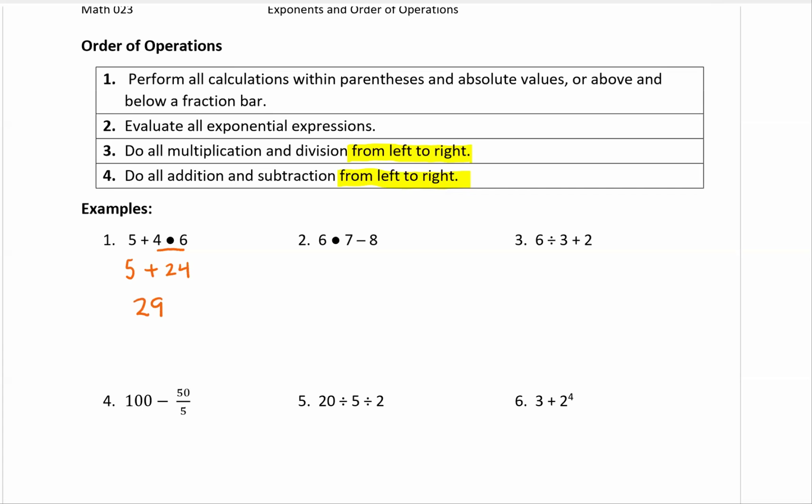Number 2, 6 times 7 minus 8. Multiplication and division come before addition and subtraction. So we'll take 6 times 7 and get 42. 42 minus 8 is 34. Number 3, 6 divided by 3 plus 2. We're going to divide before we add. 6 divided by 3 is 2. And 2 plus 2 is 4.